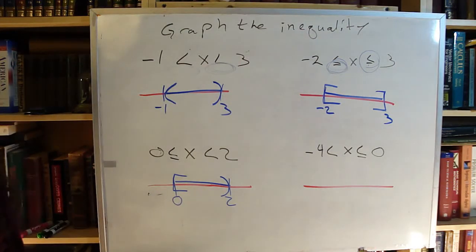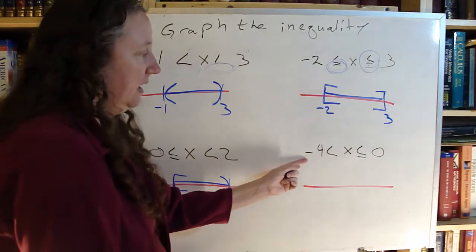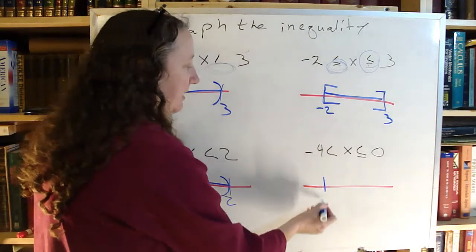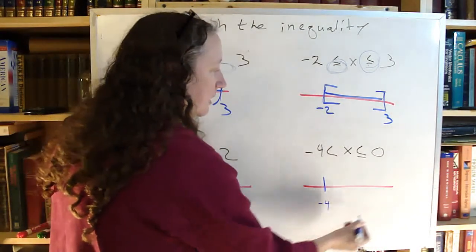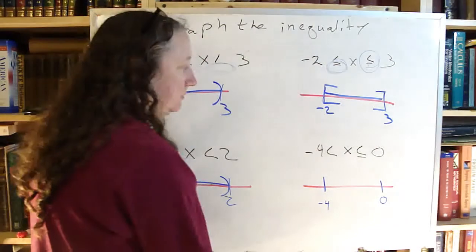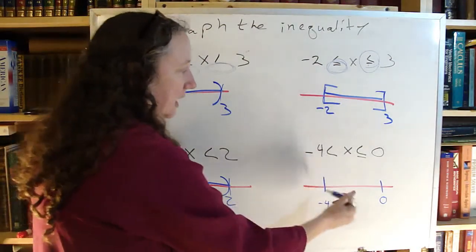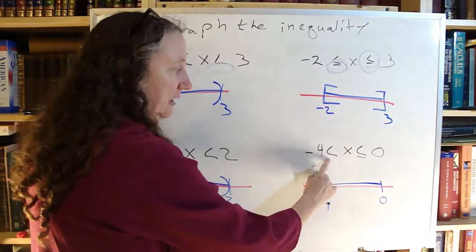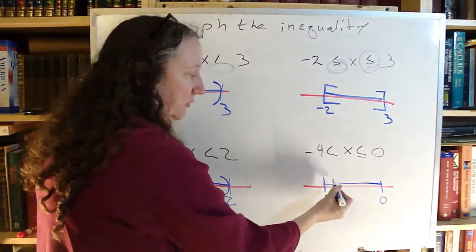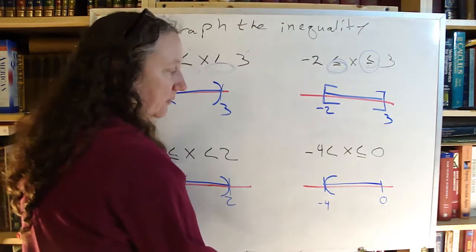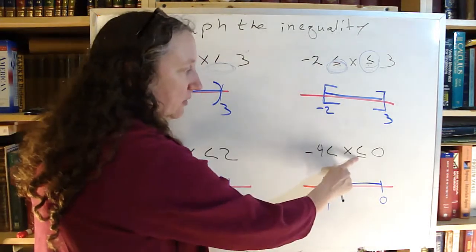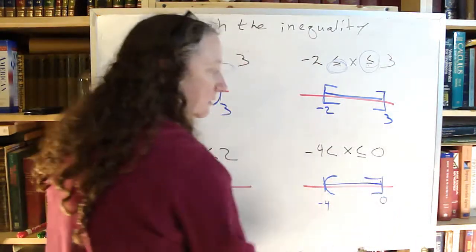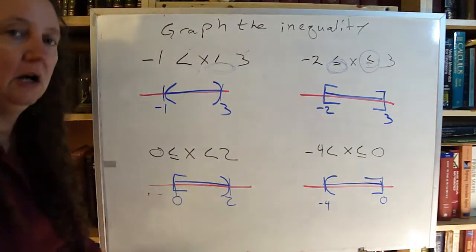Last example on this board, I have -4, x, and 0. So I have my -4, I have my 0, and x is in the middle. At -4, it does not equal, it doesn't have that extra bar in there, so this is rounded, it's parentheses. Over by the 0, it does have the extra equal to sign, so this one is squared off. And that is graphed.